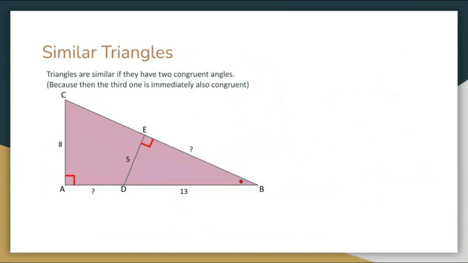I can see that both A and E are 90 degrees, so those are congruent. And both triangles use angle B. And this causes me to conclude that angles C and D must be equal as well.